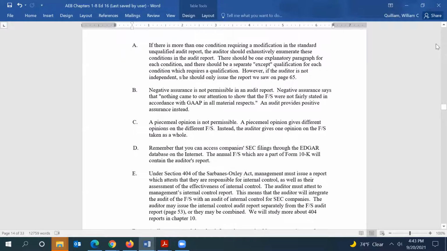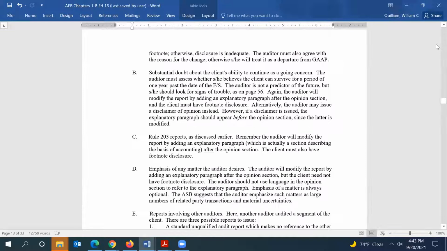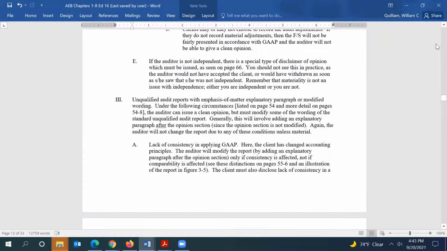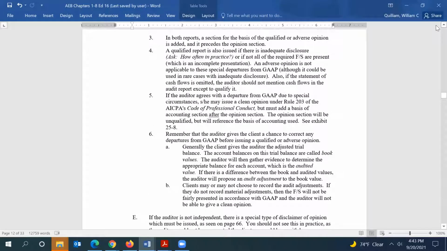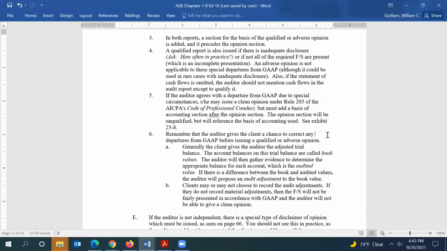Anything else? Now, in number 6, just remember the auditor gives the client a chance to correct any departures from GAAP before issuing a qualified opinion.